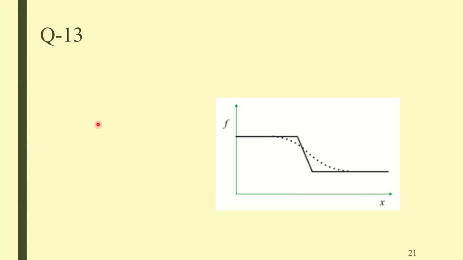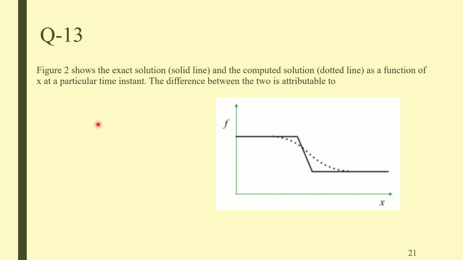So yeah, we'll start now. We'll start with question 13. In question 13, it is given that figure 2 shows the exact solution and the computed solution. That is, the exact solution is given by the dotted line and the computed solution as a function of x at a particular time instant. The difference between the two is attributable to truncation error in time, truncation error in space, both, or neither.